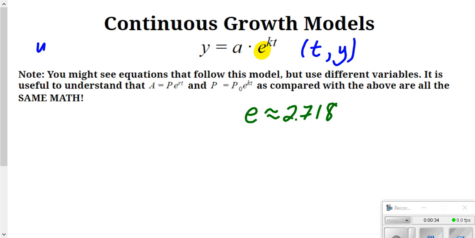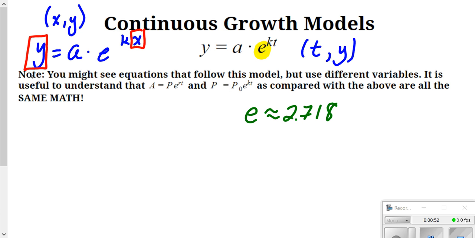Just as easily, and maybe just to be more general, I probably should have written it like this, which would mean my ordered pairs on the graph of this equation would be x comma y. So the things that vary are the x and the y, or a lot of times this is relative to time, so I like to use a t. In those cases, the t and the y. So variables are x and y or t and y.